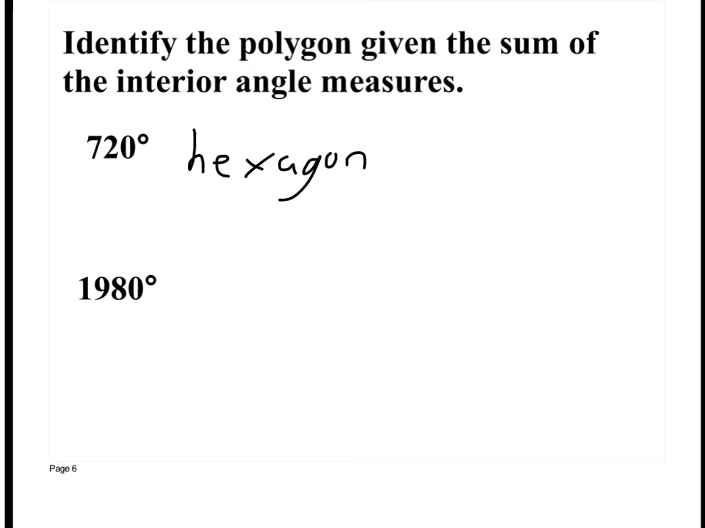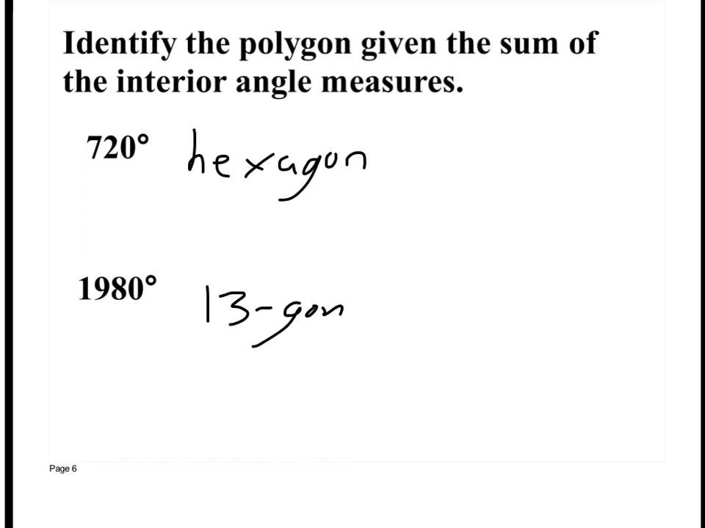1980. Okay, not for sure. So let's go through, and let's say a decagon, a 10-sided figure. So 8 times 180. Guess what that is? It's 1440. Is that it? No. So let's go up. Let's try a 12-gon. Okay. That would be 10 times 180. That gives you 1800. Is that it? No. So 13-gon. Okay. 11 times 180 is 1980. So it's a 13-gon.